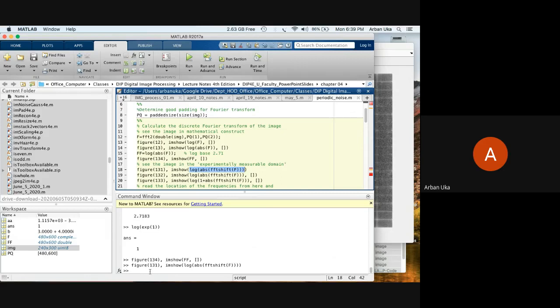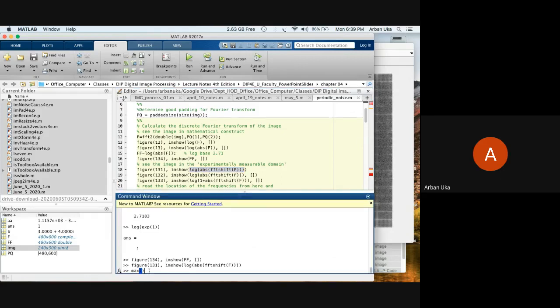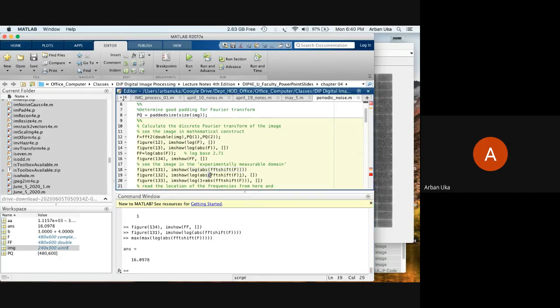And by the way, let's copy this and let's say the following: max of these values. This is 16.09. So the maximum value that we observe here, this is what it is. Now, it's not a lot, but maybe it's just because it's a real number. Wait a second. So let's see.